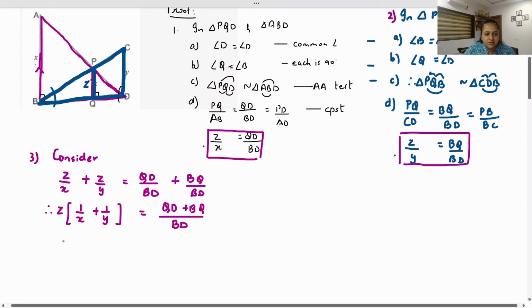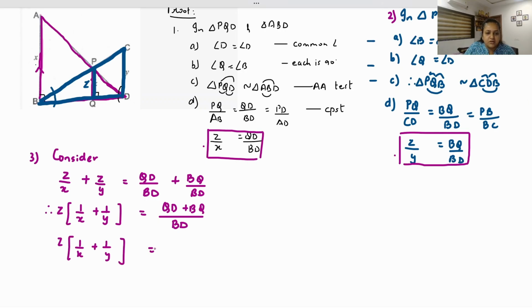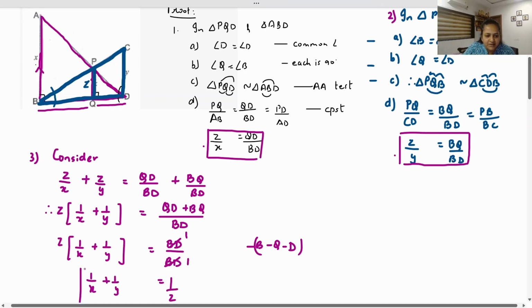Look into the figure. We have Z times 1 upon X plus 1 upon Y. Can you tell me what is QD plus QB? Very correct. It's BD. So in the numerator, we have BD upon BD. Why? Because B, Q, D, these 3 points are collinear. This is the reason why we are able to add it. And hence we get 1. So we get 1 upon X plus 1 upon Y. The multiplication of Z will come down and become division. And hence we prove it.